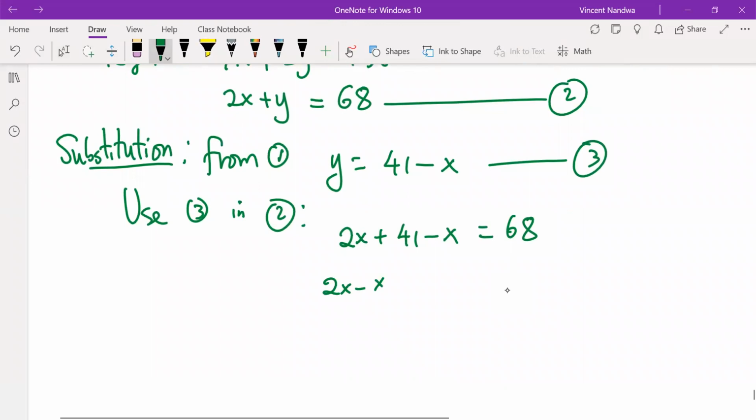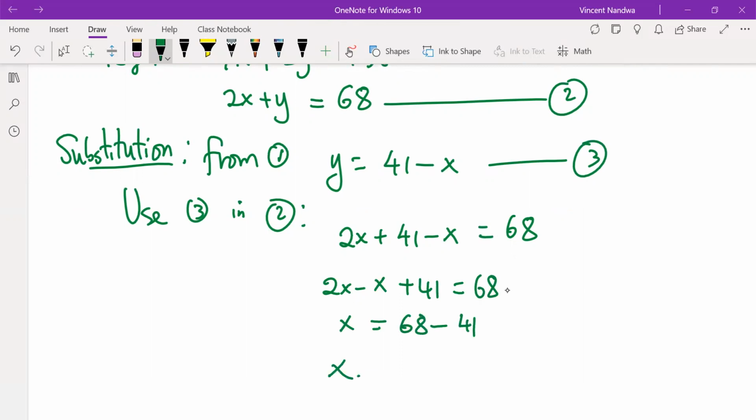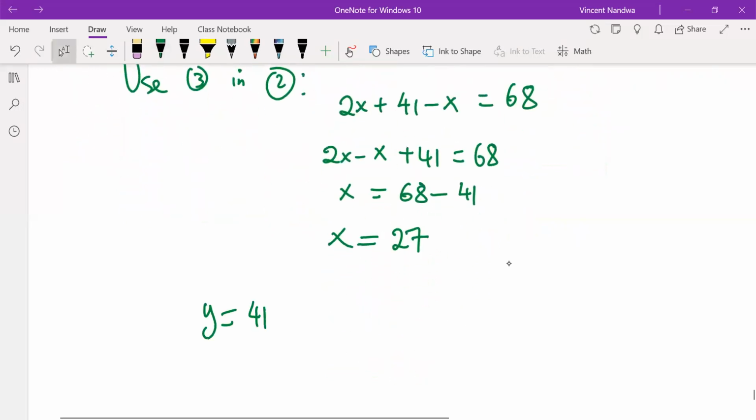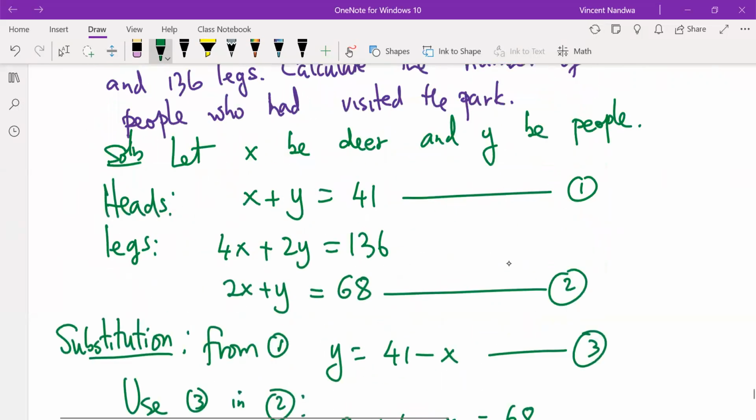Collecting like terms. So X equals to 68 minus 41. X will give us 27. And Y will be 41 minus 27, which is 14. Hence, in the park, we had 27 deer and 14 human visitors.